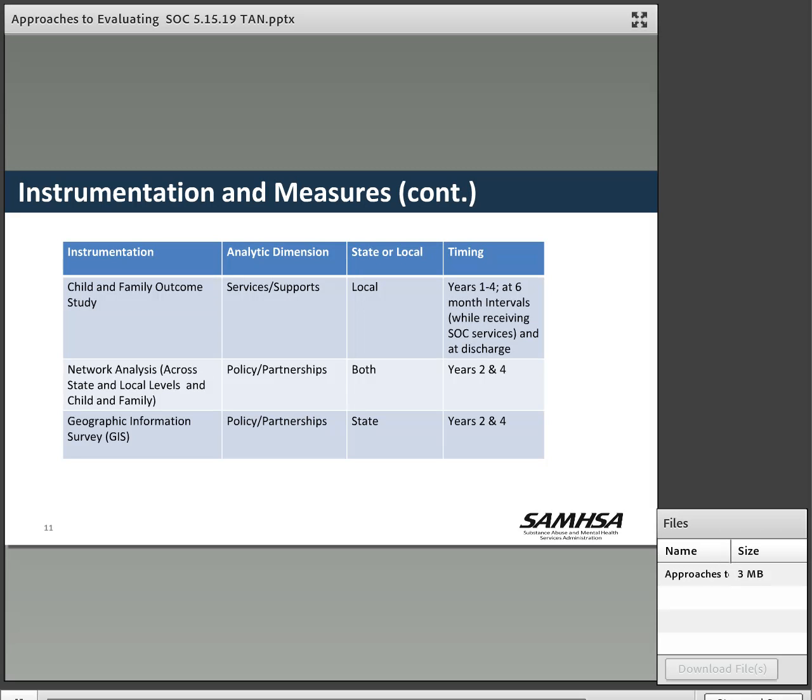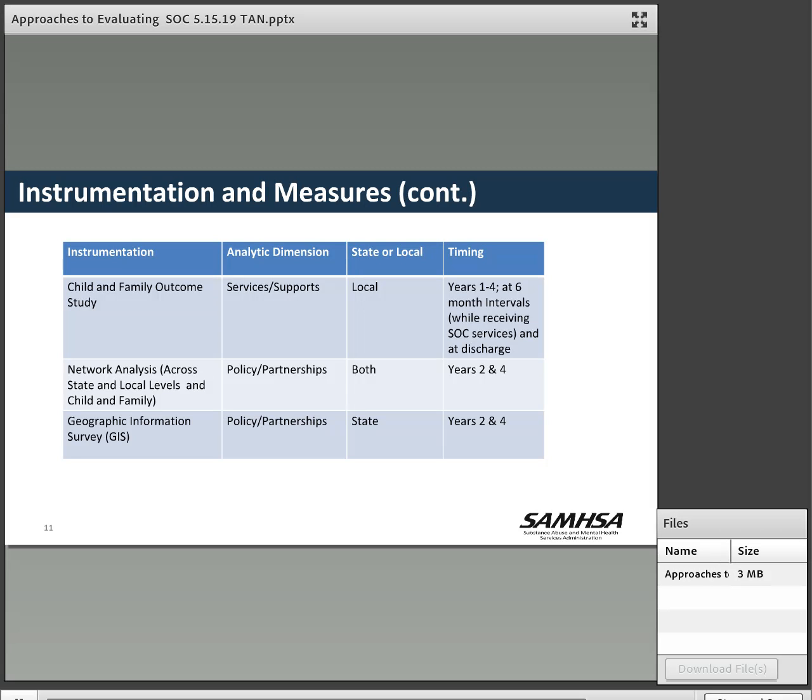We have, which is something probably many of you are interested in, the Child and Family Outcome Study. That, of course, looks at the outcomes of services and supports. We've been collecting that data consistently, and we do it for when youth come into the services and then at 6-month intervals. And by we, I mean actually the local grantees collect this information and report it into our data collection system. There's a network analysis that also goes on.